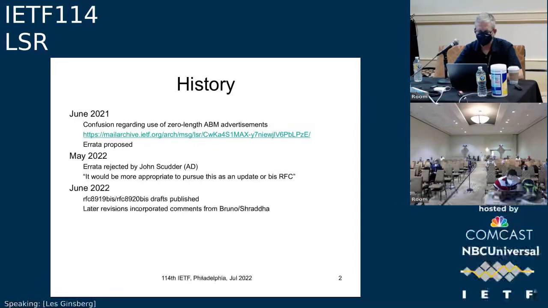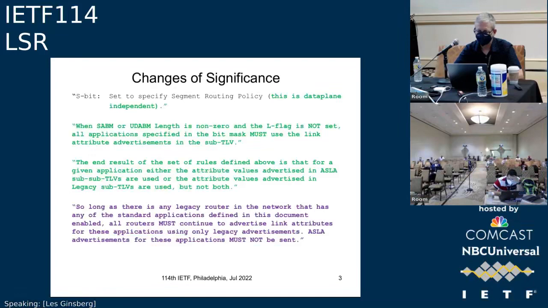We got some additional comments from Bruno and Shraddha beyond what had been written in the errata. We've incorporated those. This is not a complete set of diffs. This is just a quick summary of the significant changes. We clarified that for the SRTE application, this is data plane independent. It applies to SR-MPLS and SRv6. That was input from Shraddha. We clarified the use of the zero length ABMs, the L-bit. These are essentially things that came out of the original errata. And we also clarified that when we have legacy routers in the network who are only going to be using legacy advertisements, we must not only continue to advertise legacy, but we must not advertise ASLA because the legacy routers will not be looking at those. That was another request from Shraddha.